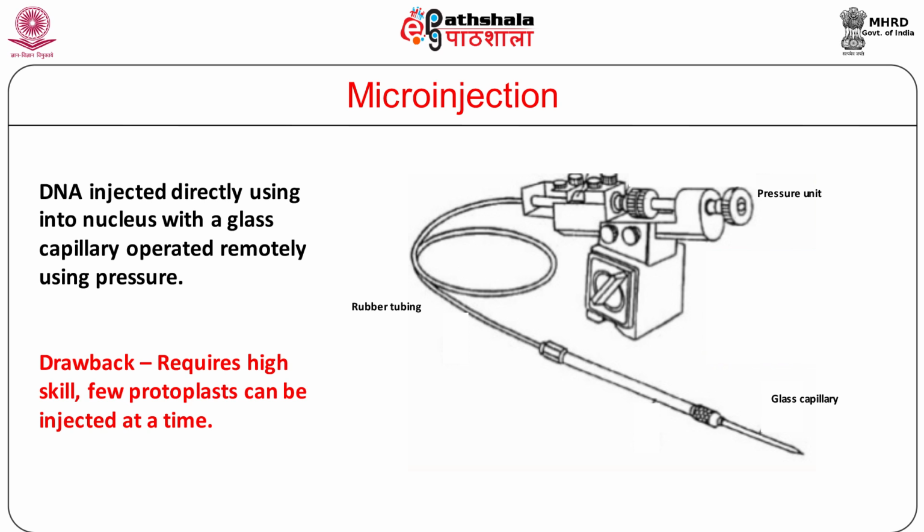Though this technique ensures entry of the plasmid directly into the nucleus, it requires skill and only a few protoplasts can be injected manually. However, subsequent handling of the protoplast in both electroporation or microinjection is similar and involves plating the protoplast on a regenerating medium and then subjecting them to selection by adding an appropriate antibiotic depending on the selectable marker used. Regenerating calli are then allowed to grow into plants.